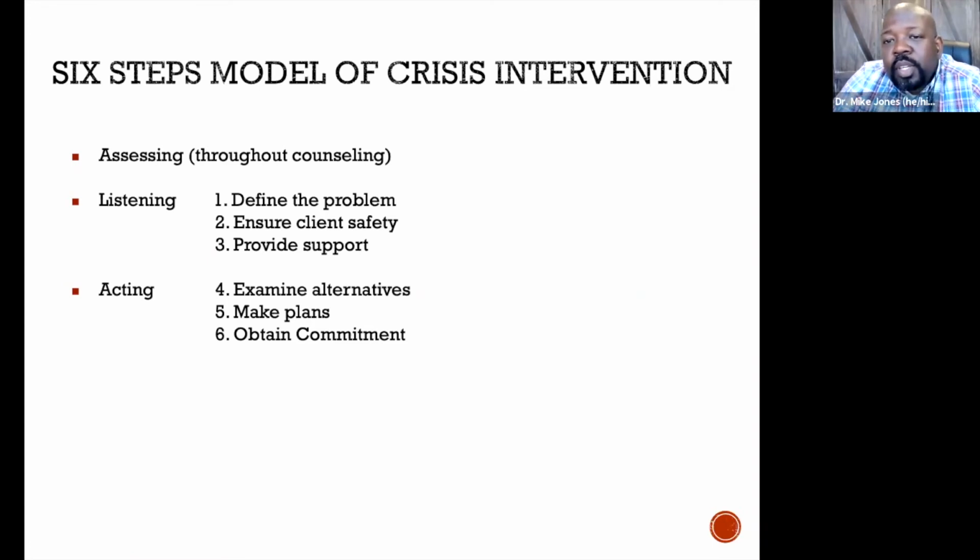It's important for us to realize that when someone is struggling with something, they need to have someone who is willing to listen to everything that's going on with them, even though the person who's listening may not understand the relevance of the things the person is going through. And when you're able to do that for them, it helps to define the problem for the client. It helps to ensure client safety, and also provide support for the client when you do great listening.